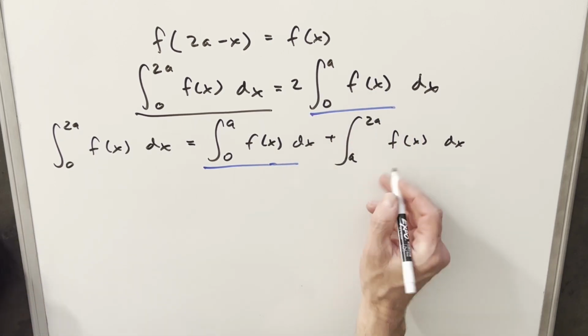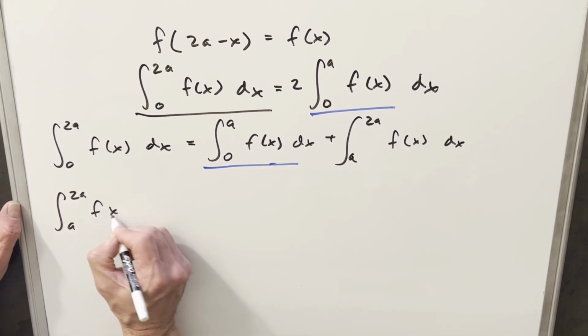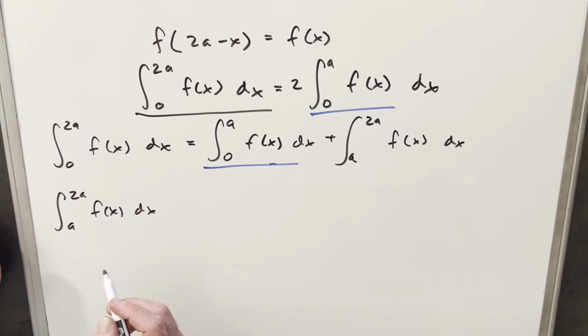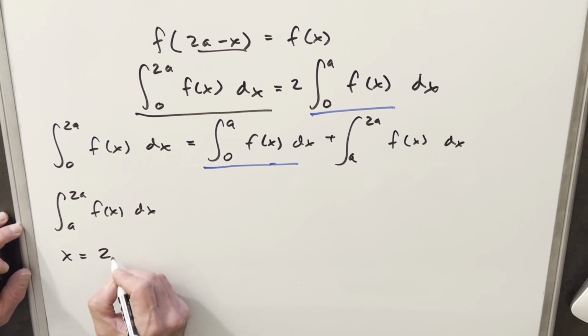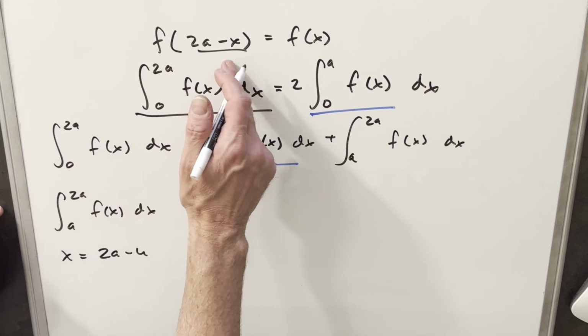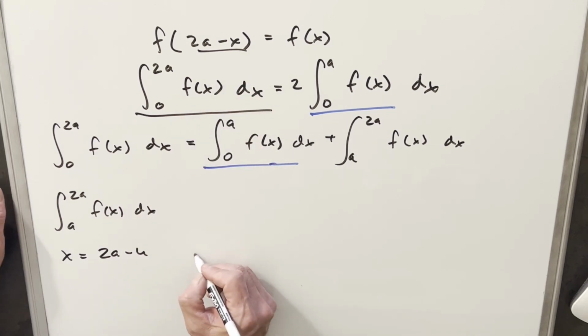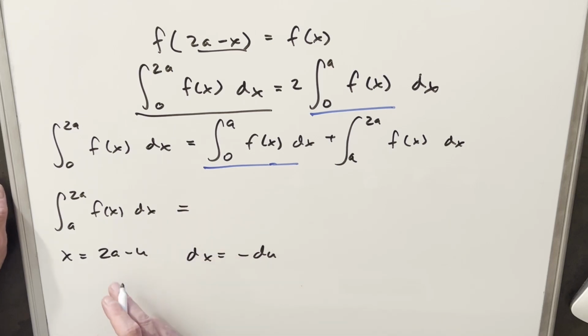What I want to do is take a look at this second integral here, from a to 2a. On this, we'll make a substitution, and I want to use this 2a minus x value. For my substitution, I'm going to say x equals 2a minus u. Then our function is going to be f of 2a minus u, which is just like this. For our dx value, this is going to be the same as minus du.